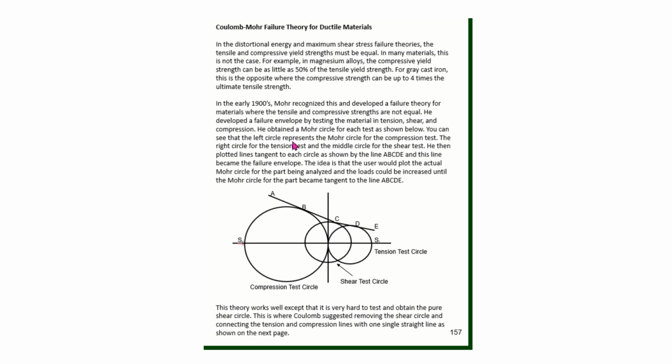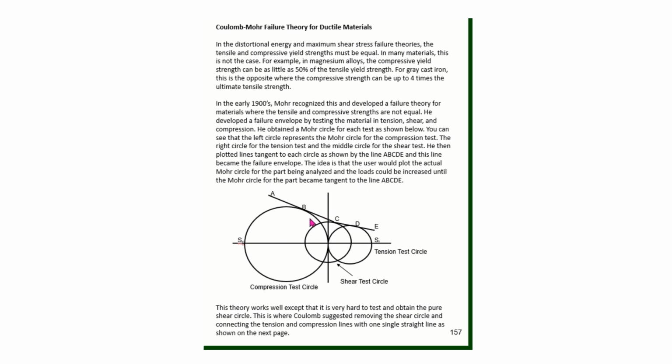So you can see that the left circle represents the Mohr circle for the compression test, the right circle for the tension test, and the middle circle for the shear test. He then plotted lines tangent to each circle as shown by the line ABCDE, and this line became the failure envelope. The idea is that the user would plot the actual Mohr circle for the part being analyzed, and the loads could be increased until the Mohr circle for the part became tangent to the line ABCDE.